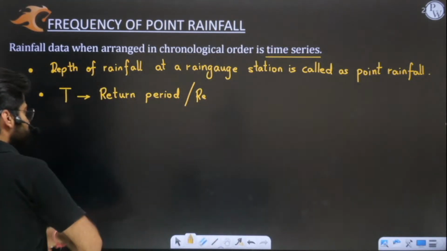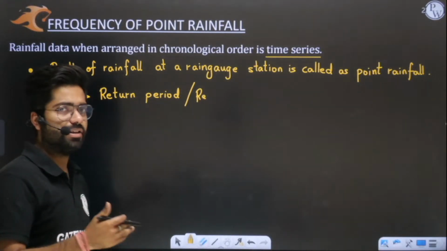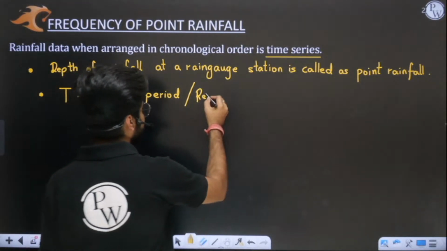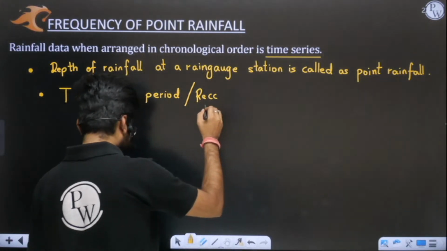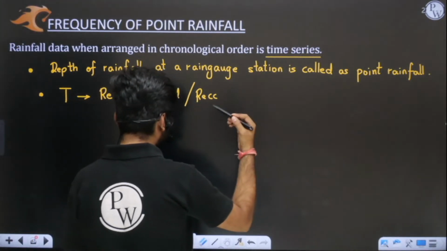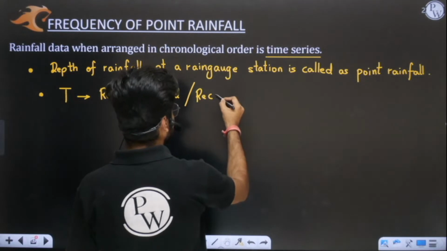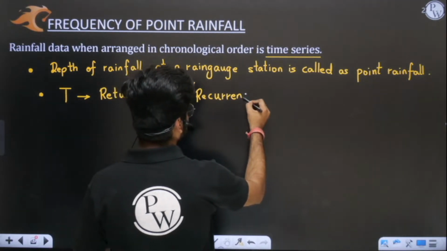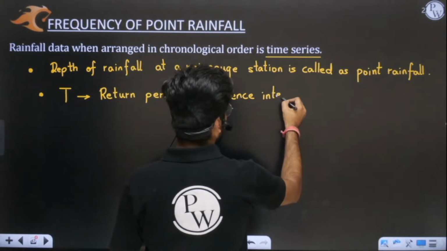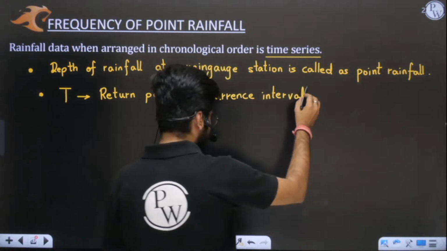Okay, so T means time period, return period, or recurrence interval. T stands for the recurrence interval for any event.